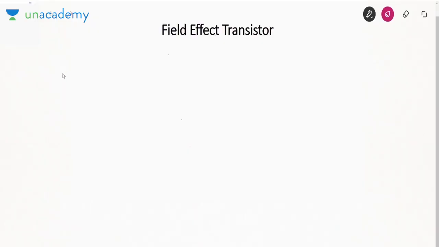Hi guys, in this video we will be starting a new topic that is called the field effect transistor. Now when we started with BJT, I told you transistor implies transfer of resistance, and we have studied one kind of transistor, that was BJT. The other kind of transistor is called FET. In FET we have two types of transistors, one is called JFET and the other is called MOSFET.